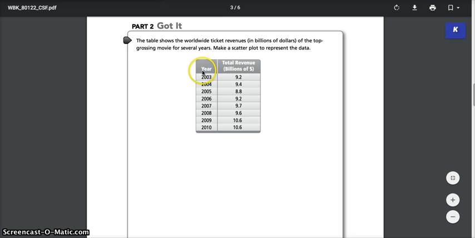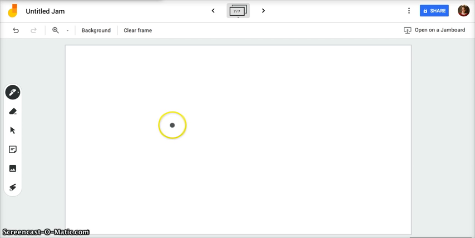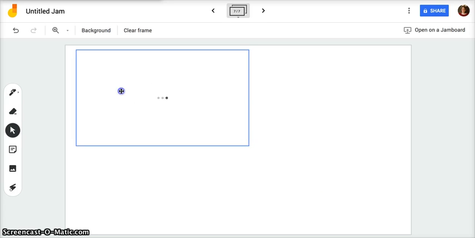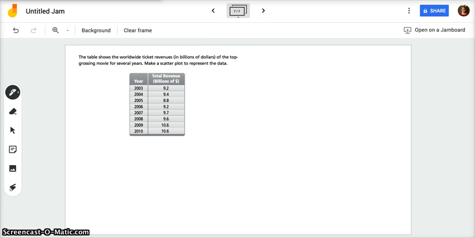It says the table shows the worldwide ticket revenues of the top grossing movies for several years. Make a scatter plot to represent the data. So we need the year and the total revenue in billions of dollars. This one, the only difference is they're not giving us the chart. So first of all, do we have any negative numbers? Nope. So we only need the positive quadrant.